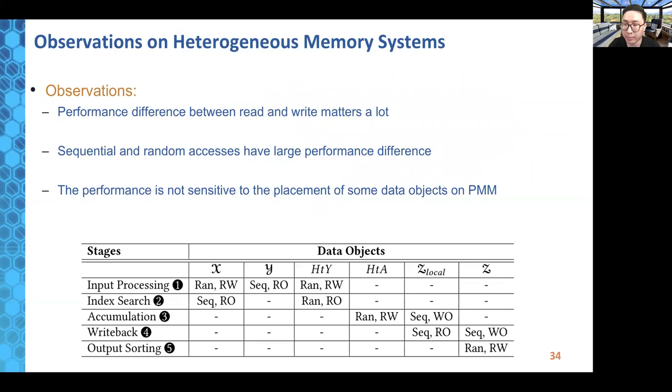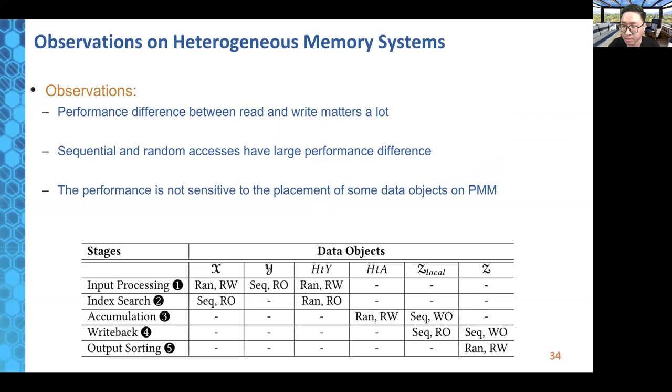We analyzed the memory access patterns associated with data objects in 5 stages and conclude the following important observations. First, read and write can achieve significant performance difference. Second, sequential and random access have large performance difference. Third, data objects with specific memory access patterns are not sensitive to DRAM or PIM.